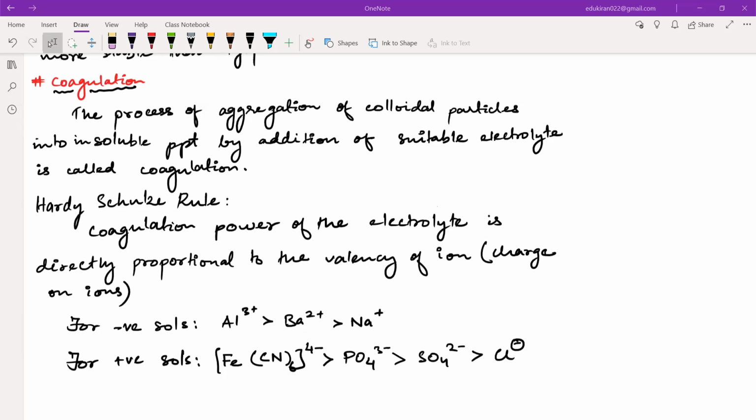One thing that I want all of you to write here, this will be homework. You write about coagulation value. It's a one line thing.